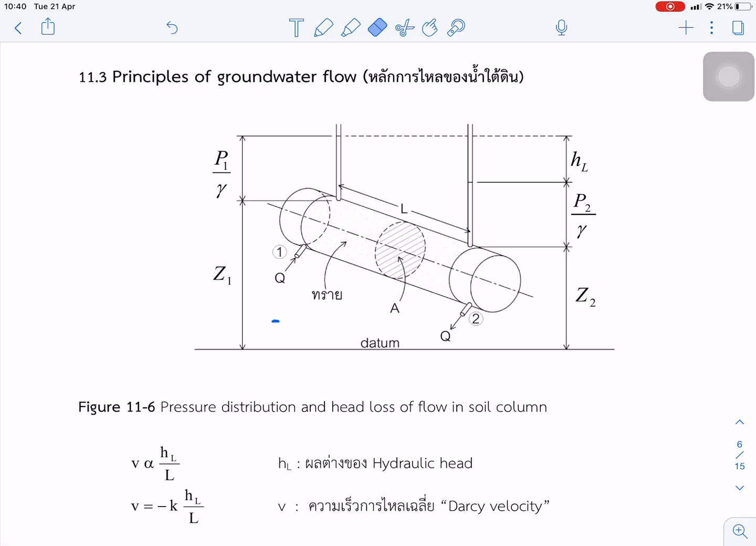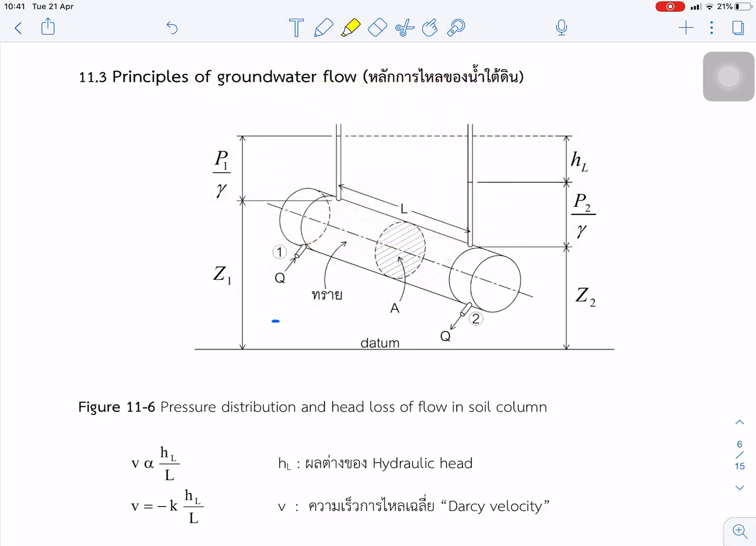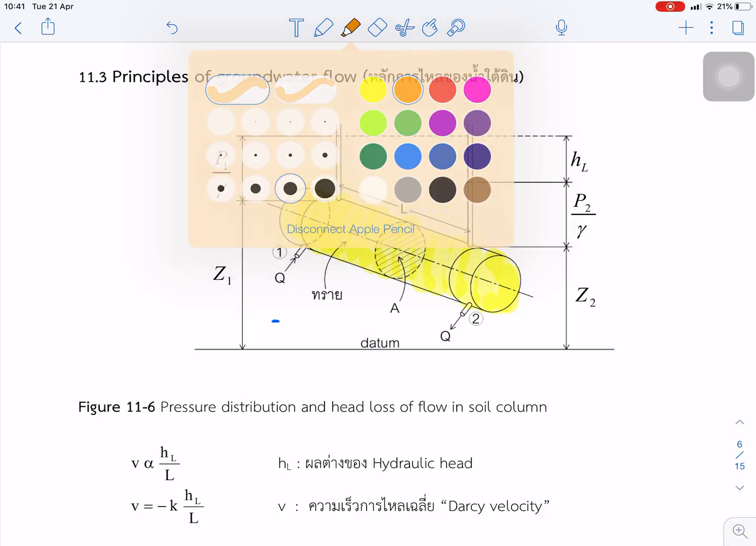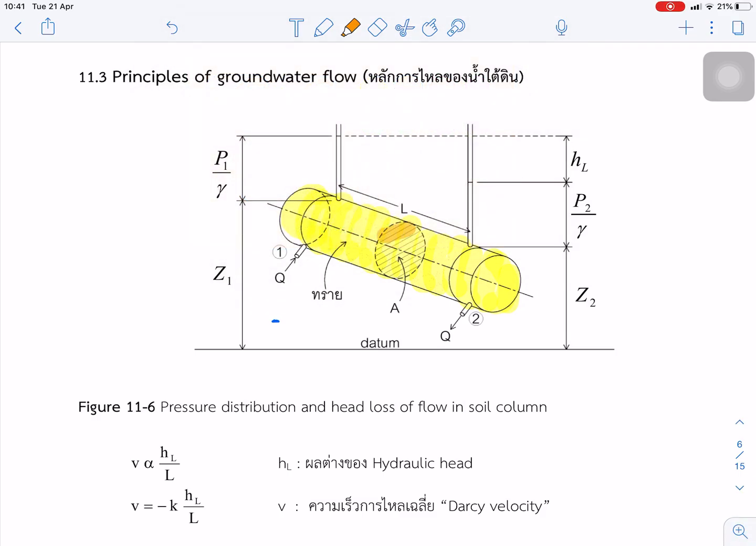Principle of groundwater flow. To understand the behavior of groundwater flow, Darcy introduced this experiment. They put sand in the cylinder. The cross-section area of this cylinder is area A.